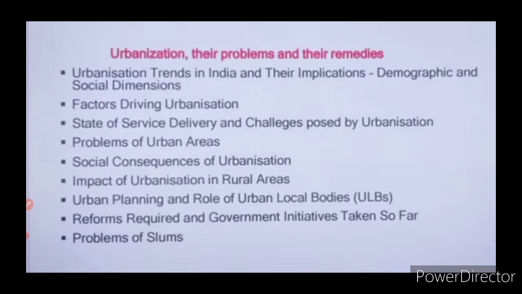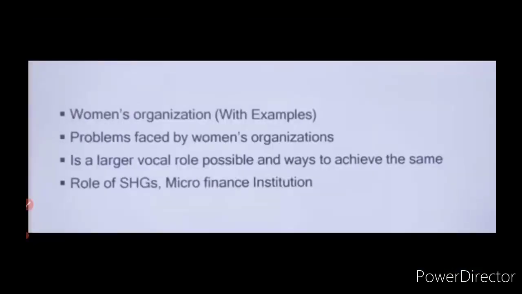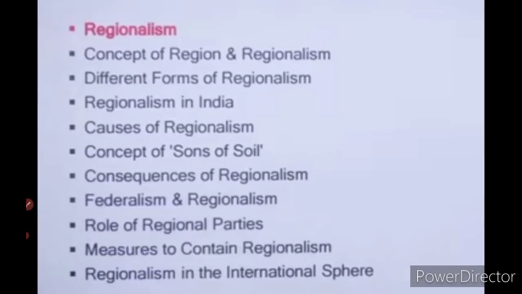So slum is basically the area where poor people live and that particular area does not have the, like we can say, the facilities which are required to a person. Women's organization with examples, then problem faced by women's organizations. So is a larger vocal role possible and ways to achieve the same, and role of SHGs, microfinance institution. Then regionalism, okay, very important.